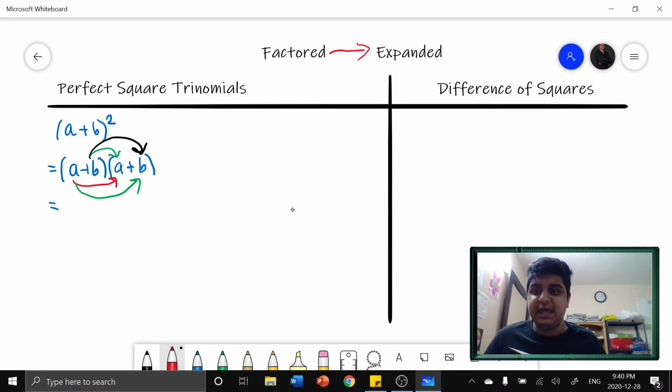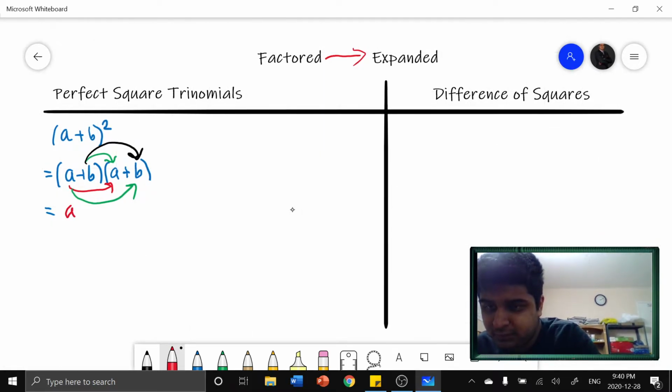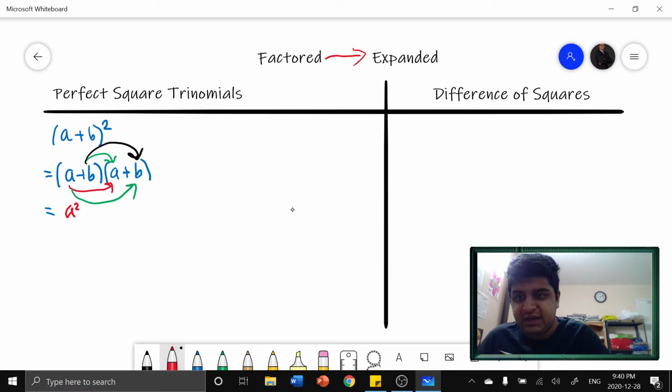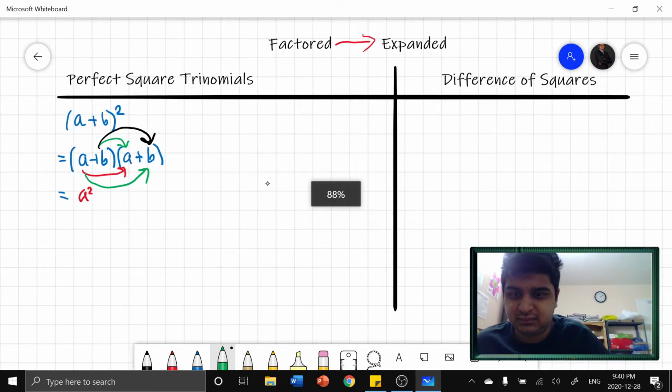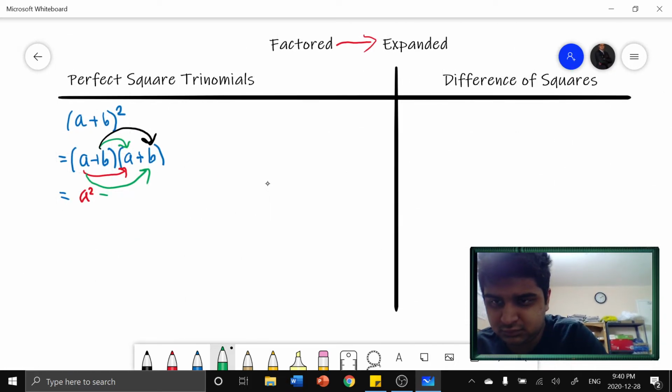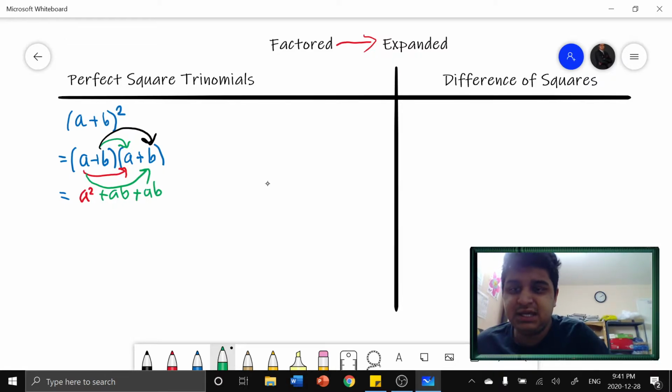Right here we've got a and a, so that's obviously a squared. Then we have this a and this b, and then this b and this a. So we basically have two components of ab when we factor this out. And then the final part is the b right here times this b right here, which is just plus b squared.